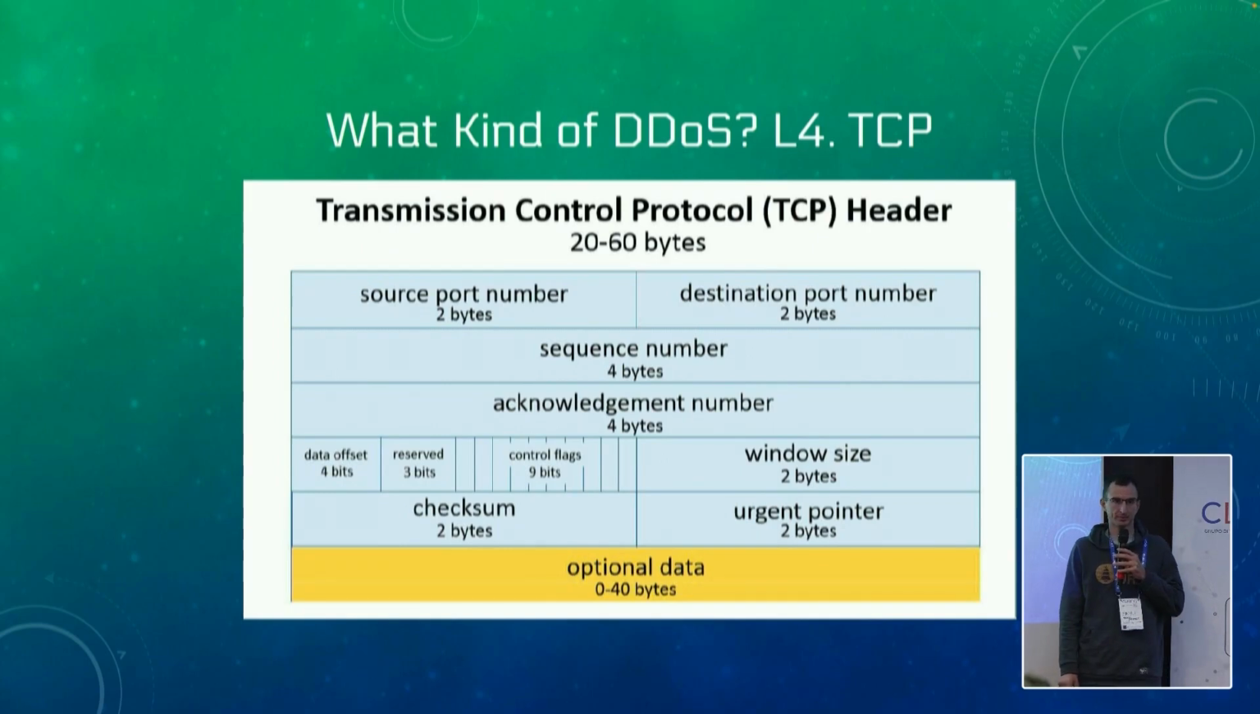And from layer 4, basically we speak only about the TCP protocol. In this case, we have a few more fields, and again, every single field can be randomized and used to generate malicious traffic. And those levels are the only ones which we care about at FastNetMon.